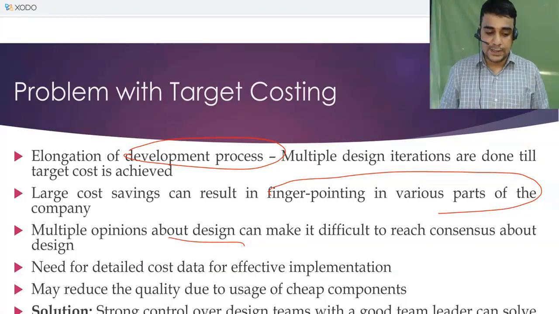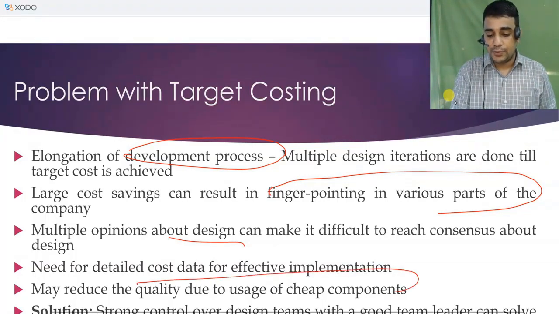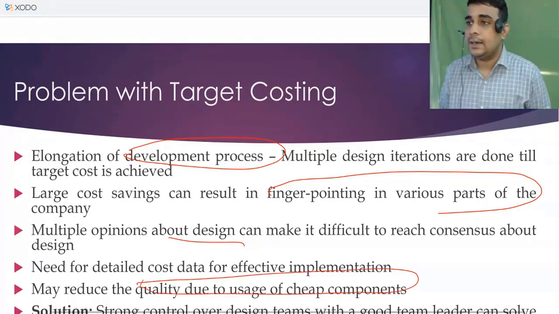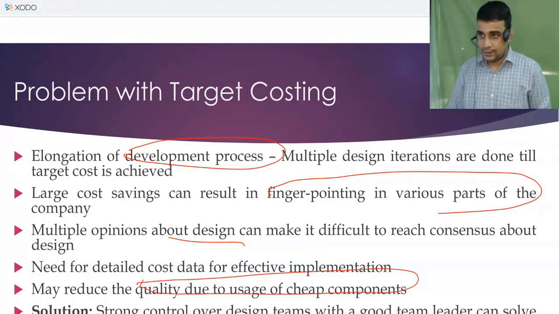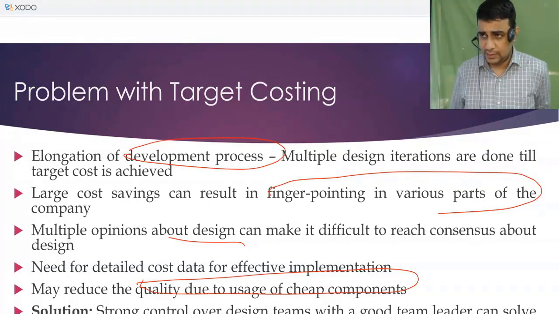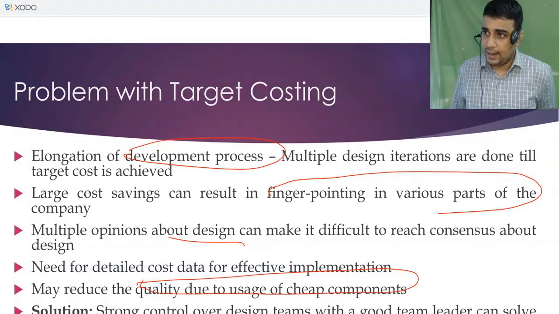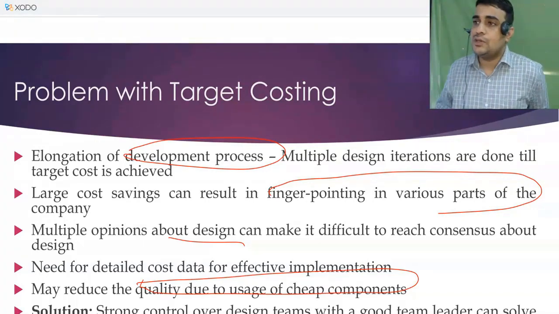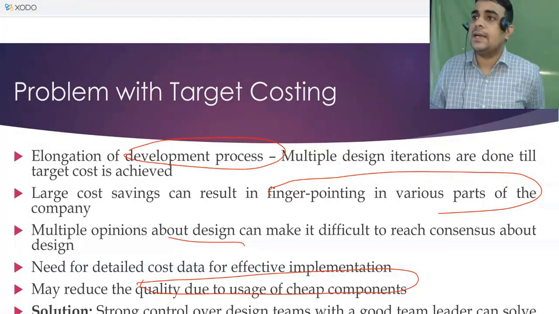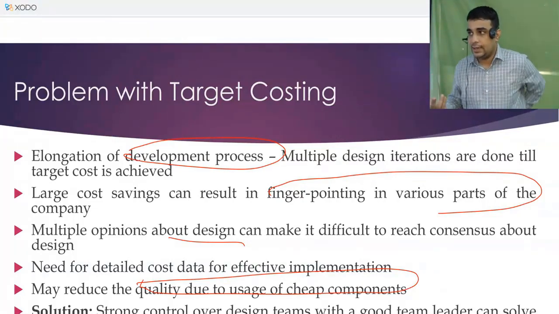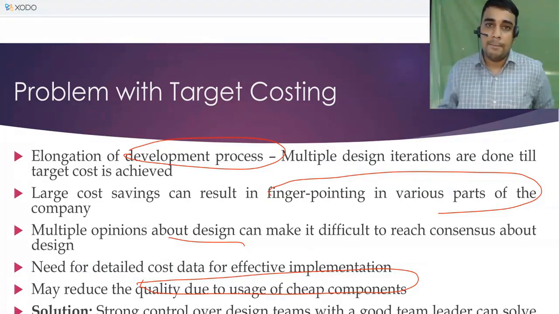Need for detailed cost data may reduce the quality due to usage of cheap components. Unfortunately, I think maybe this could have happened on the Tata Nano side to some extent, or maybe the quality was not low, but still the customers were not happy with the product. That product did not succeed in the market.